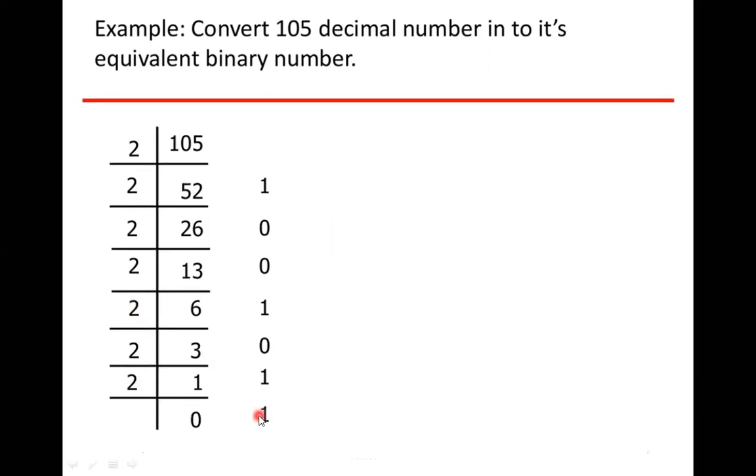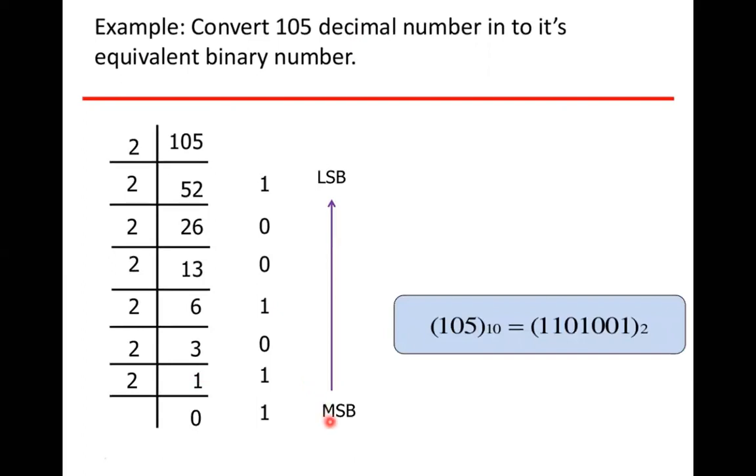So how do we have to collect this answer? From most significant bit to least significant bit. So to collect the answer, it is 1 1 0 1 0 0 1. So this is how the conversion of a decimal number, a whole number 105 with a base of 10, because it is a base of 10, this is the decimal number. So the decimal number 105 is converted into a binary form which has a base of 2. So 1101001.